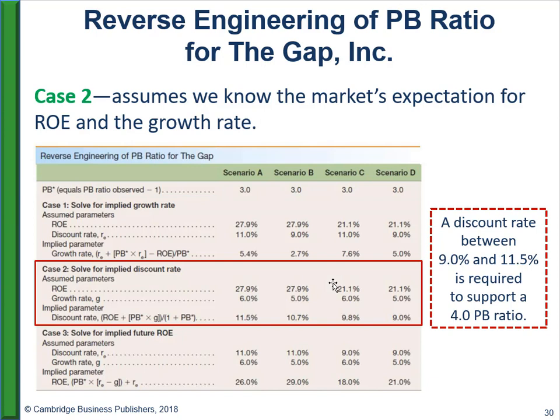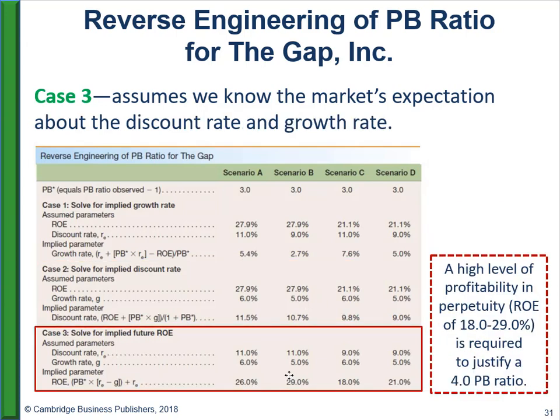Okay, in scenario 2, we can solve for the implied discount rate. Same formula, just solving for a different metric. And here we have discount rates between 9 and 11.5, and you can see that those are what's required to support the 4.0 price to book. And then lastly, we can solve for the implied future ROE, and if we're going to support a price to book ratio of 4.0, we're going to need an ROE of between 18 and 29.